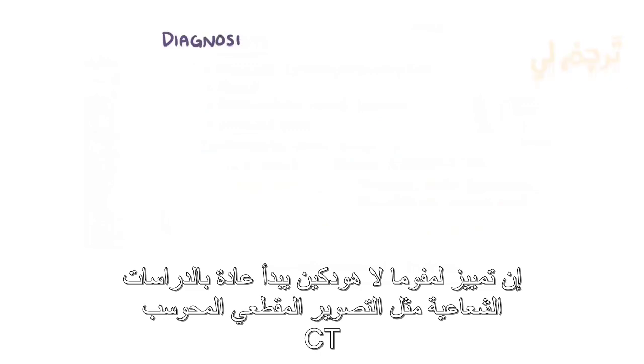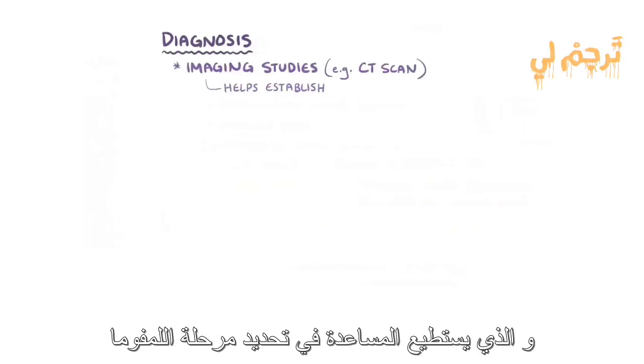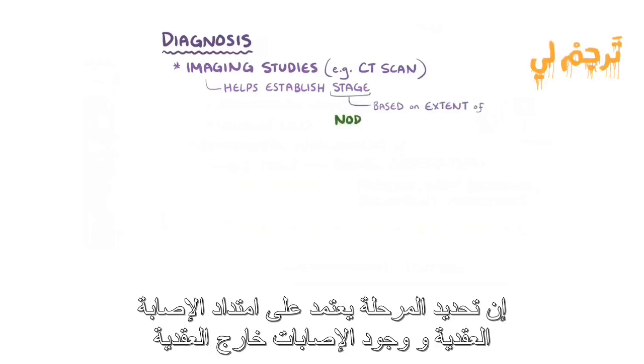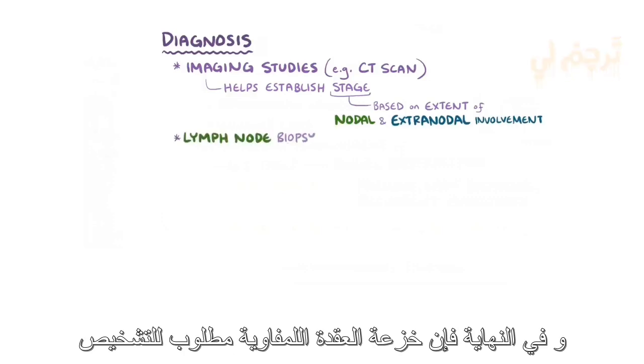Identifying non-Hodgkin lymphoma often starts with imaging studies, like a CT scan, which can help establish the stage of the lymphoma. The staging is based on the extent of nodal and extranodal involvement. And finally, a lymph node biopsy is required for diagnosis.